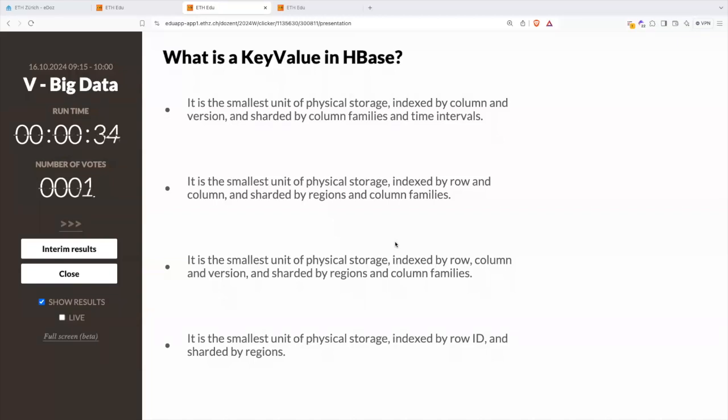So I told you that key values are everywhere. The notion of the key value model is absolutely everywhere. But in HBase, we write key values with a capital K and a capital V. So when you see it written in this way, it's the HBase key values.